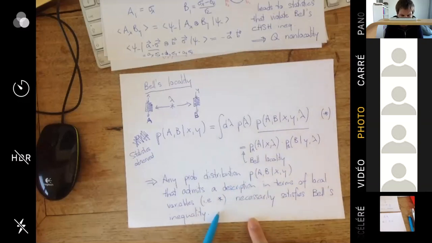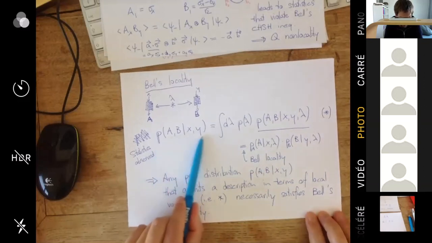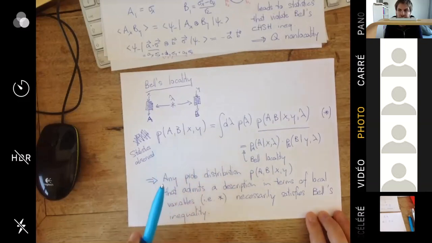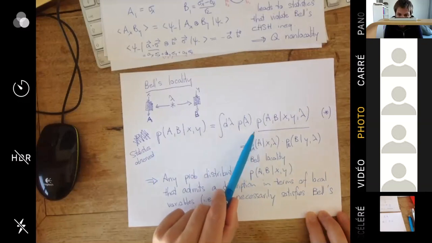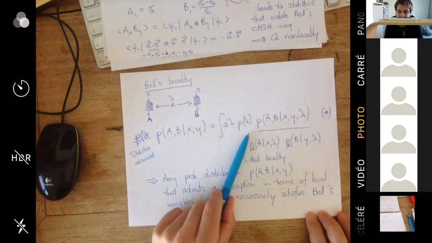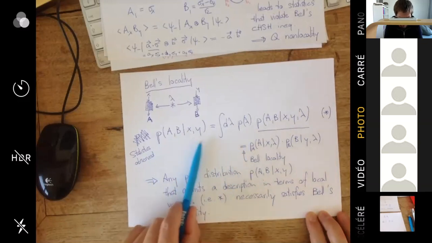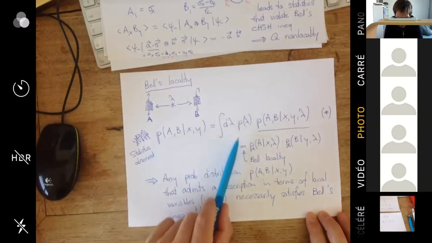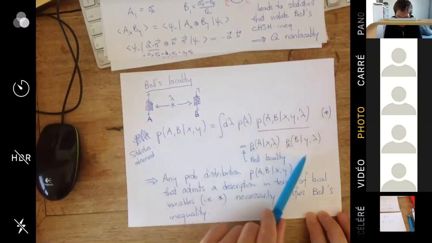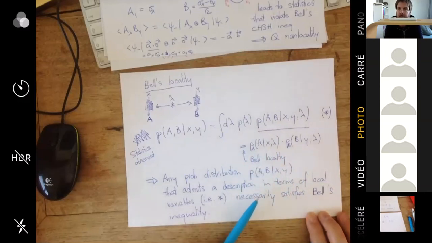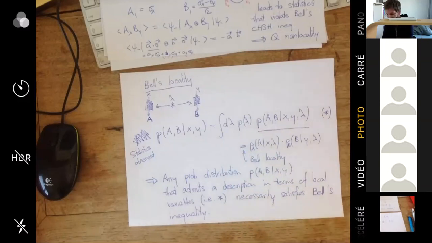Now, this statement is important here because of the converse. If you see observed statistics that does not satisfy Bell's inequality, so data that leads to a Bell inequality violation, then it follows that it cannot be written like this. So it means that you can never explain your observed statistics in terms of these local variables giving rise to the correlations that you see. So that's the more formal way to see it.